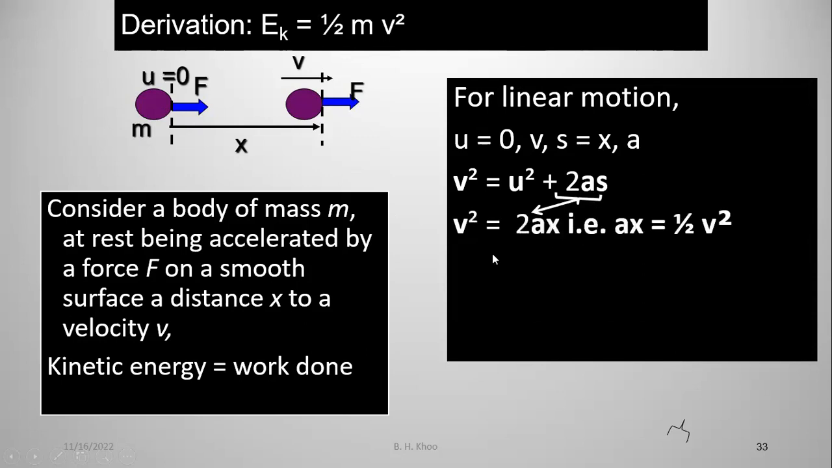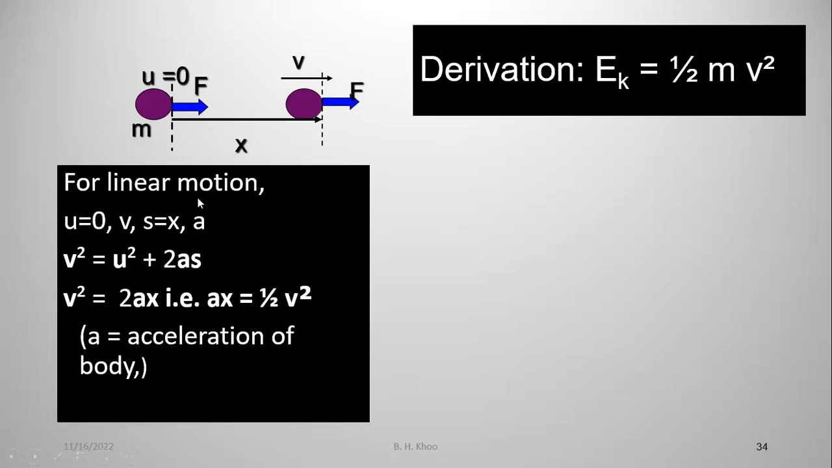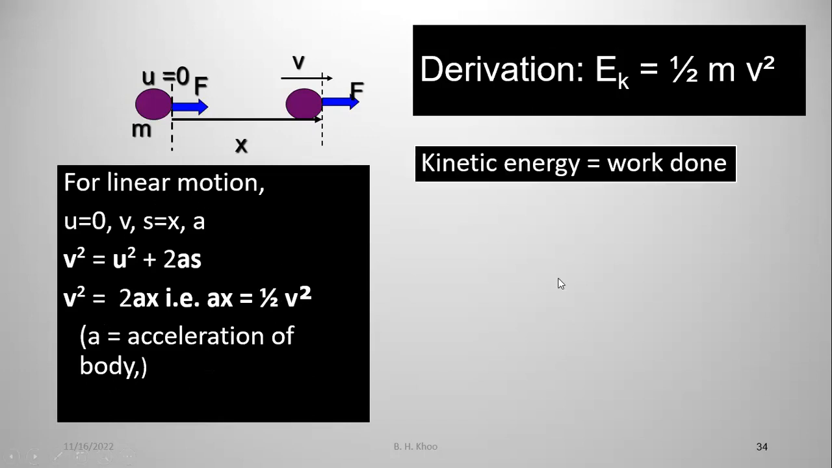Okay. So our u is 0. Our s, we replace it with x. So we get 2ax, or ax is half v squared. Right? That's what we derived just now.